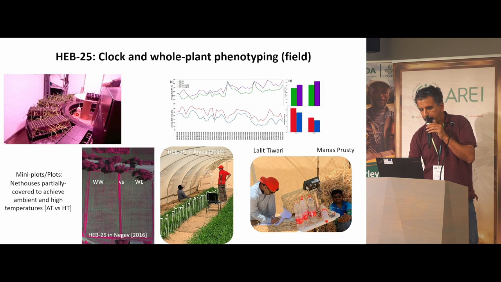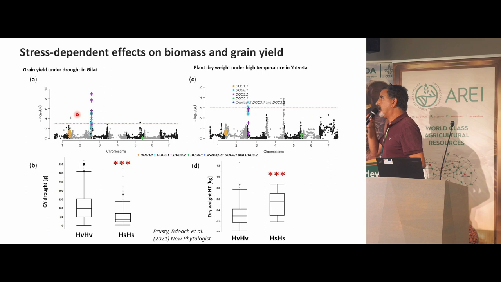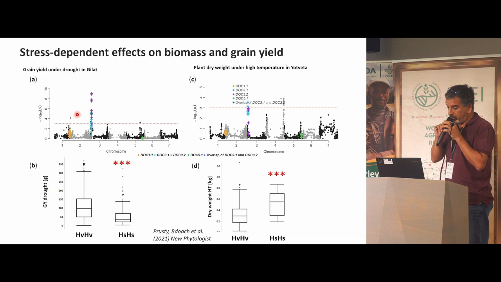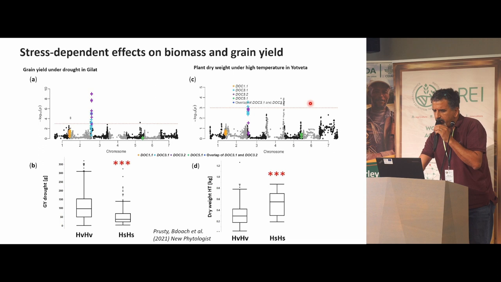So this slide illustrates, I would say, the problem of looking at biomass as a measure of tolerance to drought or to heat. And you can see here, there are several layers of data on this slide. Here you can see the GWAS results with the HEP25 that was grown in the field. So here you can see a very strong QTL on chromosome 3, where the wild allele increases the biomass significantly in the field under dry conditions. So that's for the biomass.